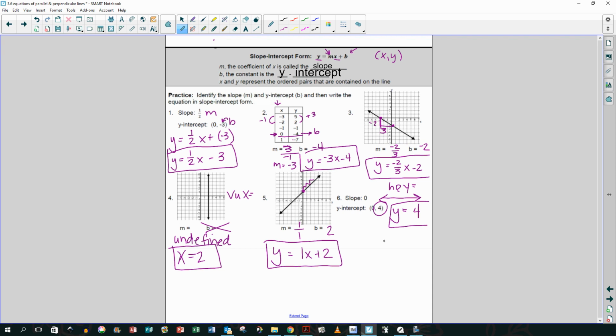So just remember, the reason is y equals 0x plus 4. Well, 0 times x is 0, and 0 plus 4 is 4. So that's why your equation is y equals 4, and that's what makes it that easy.